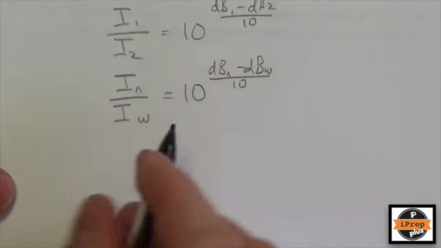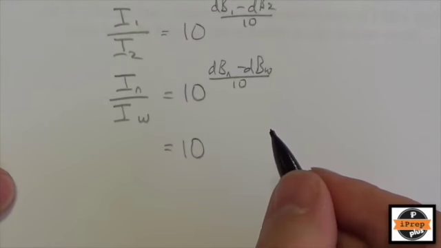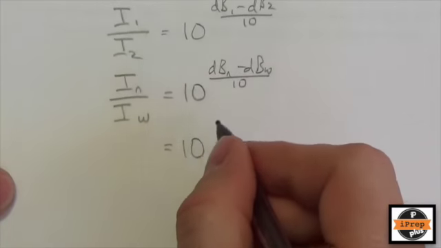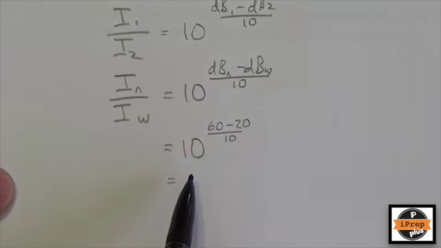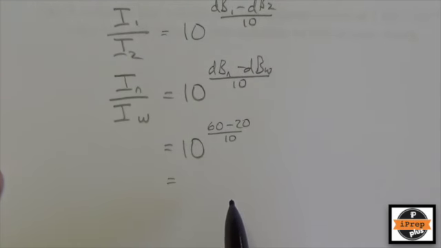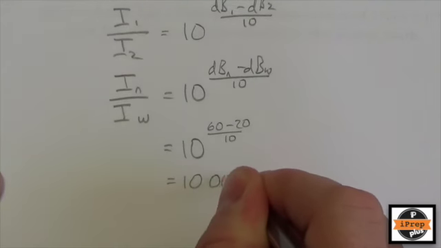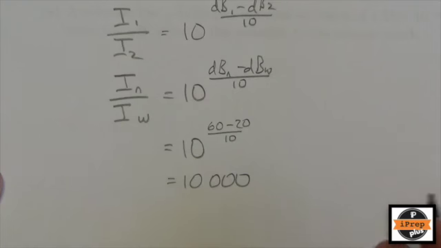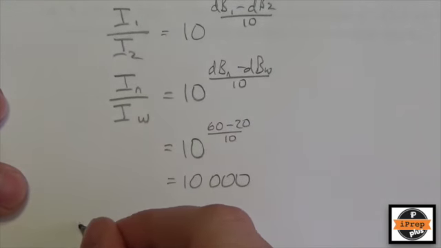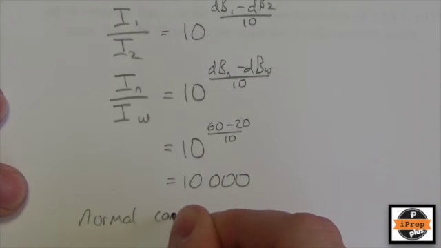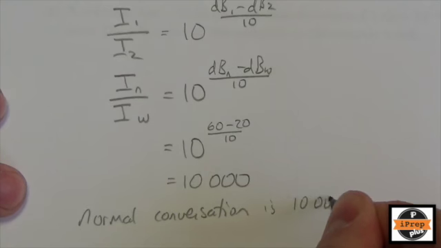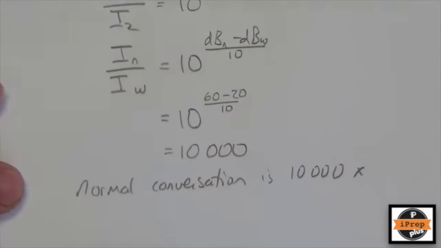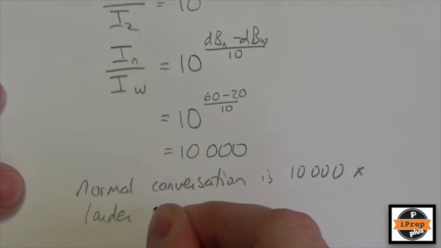Okay, now this will be equal to this power here. All I've got to do is plug in the numbers though. So this becomes 60 minus 20 over 10. And this actually can be done quite easily. 60 minus 20 is 40, divided by 10 is 4. And 10 to the 4 is 10,000. Okay, so the answer is, okay, that normal conversation is 10,000 times louder than a whisper.